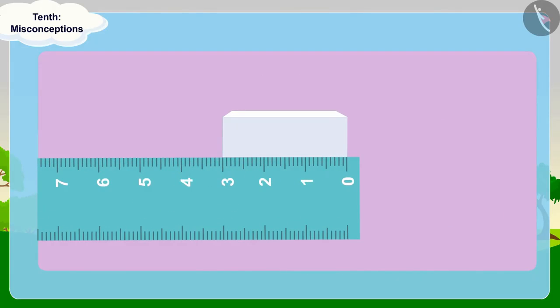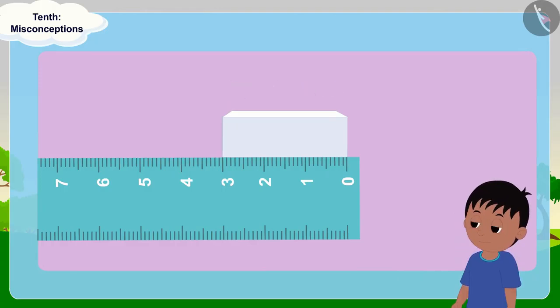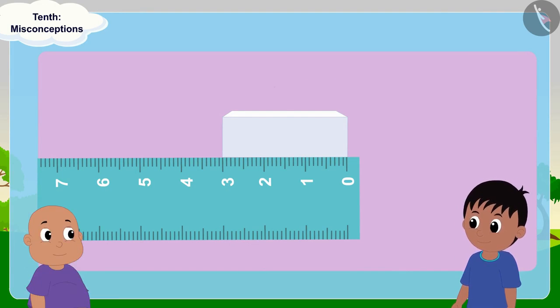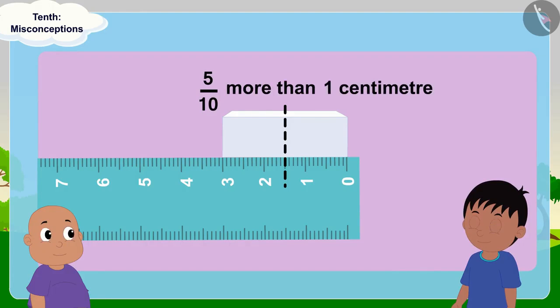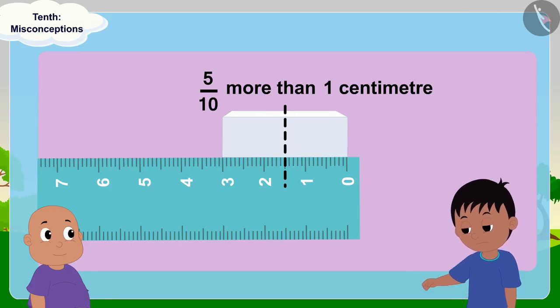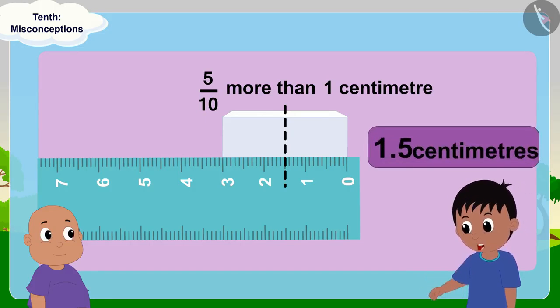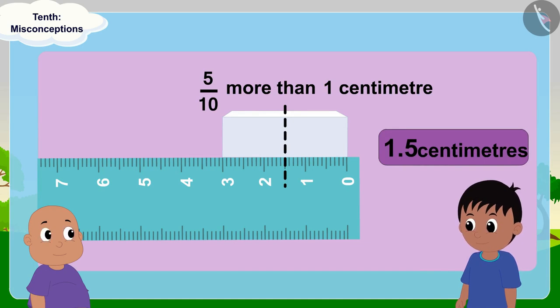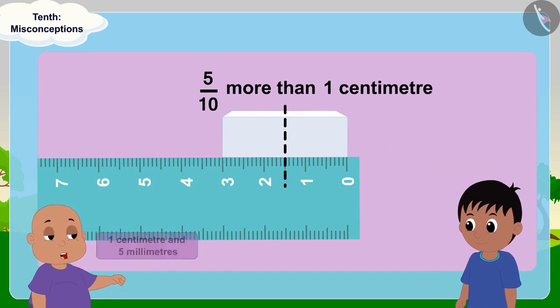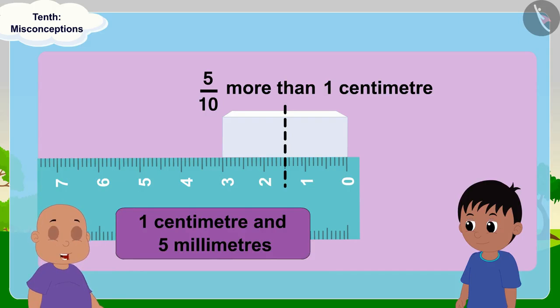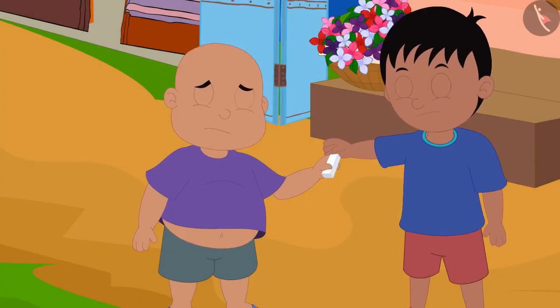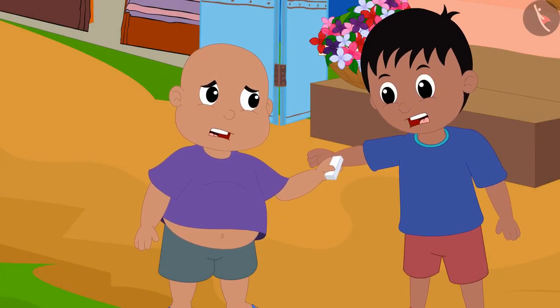Absolutely right. The eraser is 3 centimeters long. Now, Raju and Bablu saw that half of the eraser is 5/10 more than a centimeter. Raju immediately said, Bablu, half of the eraser is 1.5 centimeters long. No, half of the eraser is 1 centimeter and 5 millimeters long. Bablu told Raju. Both Raju and Bablu started quarreling.